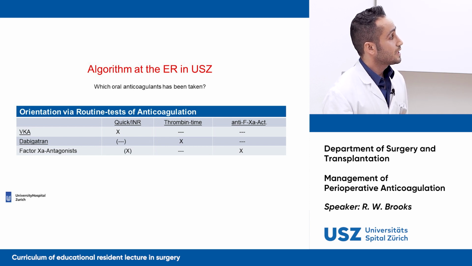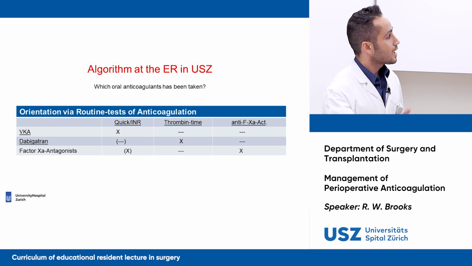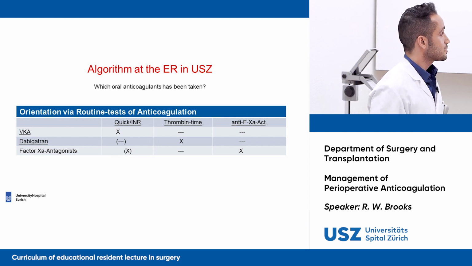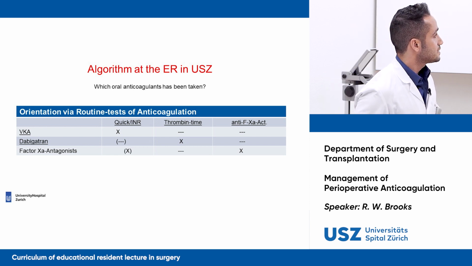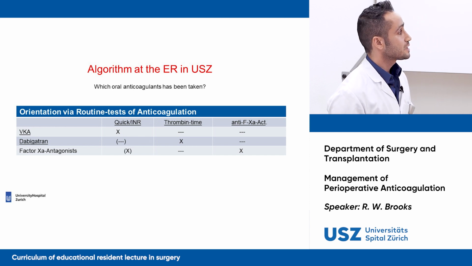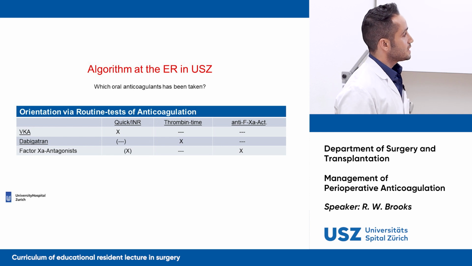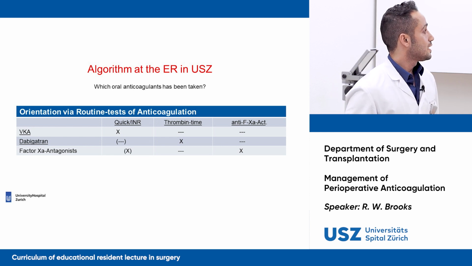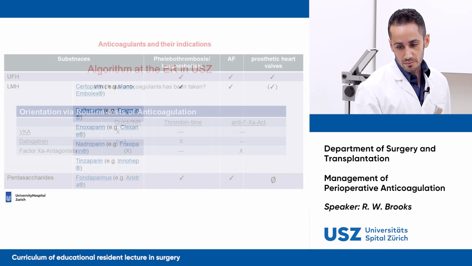They have an influence on the INR, which is going to be higher. If the patient only has a higher thrombin time, he might have taken dabigatran. And if only the antifactor 10A is affected, and sometimes the INR is higher, then he has been taking the factor 10A antagonists.